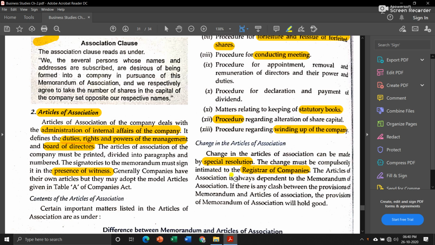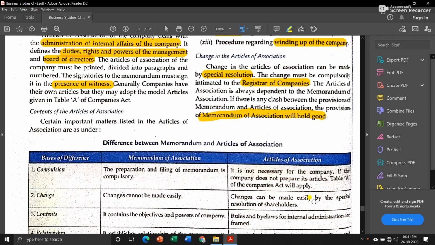The articles of association is always dependent on the memorandum of association. Remember that articles is dependent on memorandum of association. If there is any clash between the provisions of memorandum and articles of association, the provisions of memorandum of association will hold good. Meaning if any clause of articles of association is opposite to a clause or content of memorandum of association, then at last the memorandum of association's information will be regarded as the correct one.